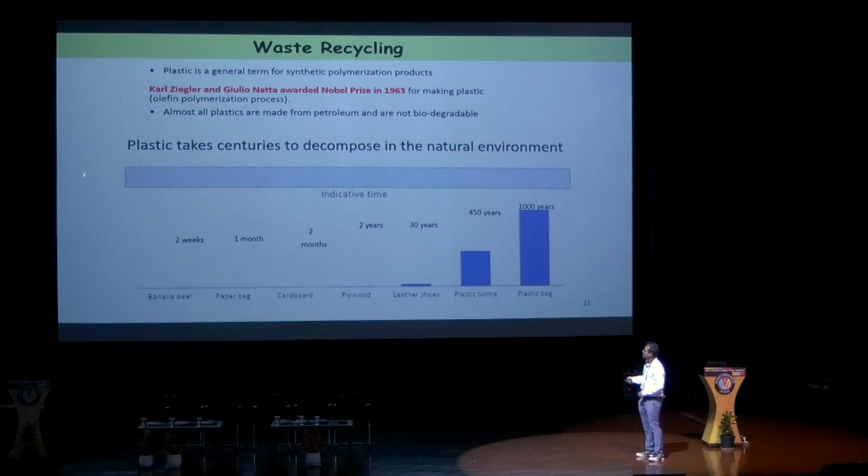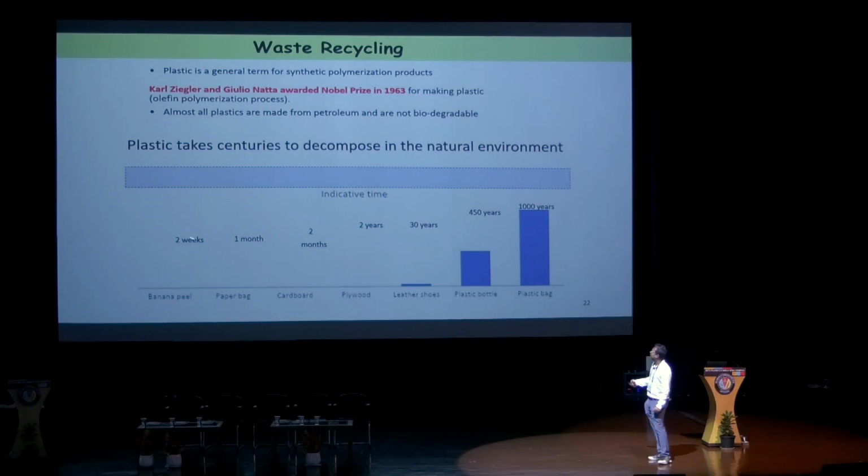Then another very important area, actually one we should talk about, is waste recycling. Well, we have awarded Nobel Prize, not we actually, the Nobel Prize committee. So Karl Ziegler and Giulio Natta were awarded the Nobel Prize in 1963 for making polymers. Now we are struggling with how to break the polymer back, because they are forever chemicals.